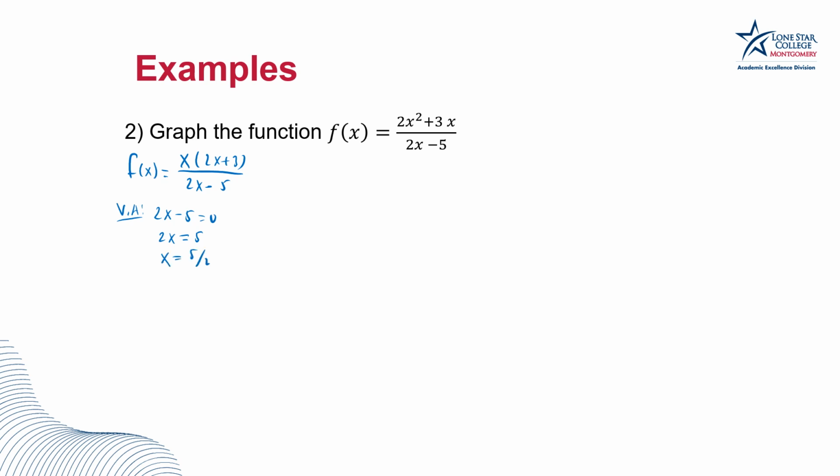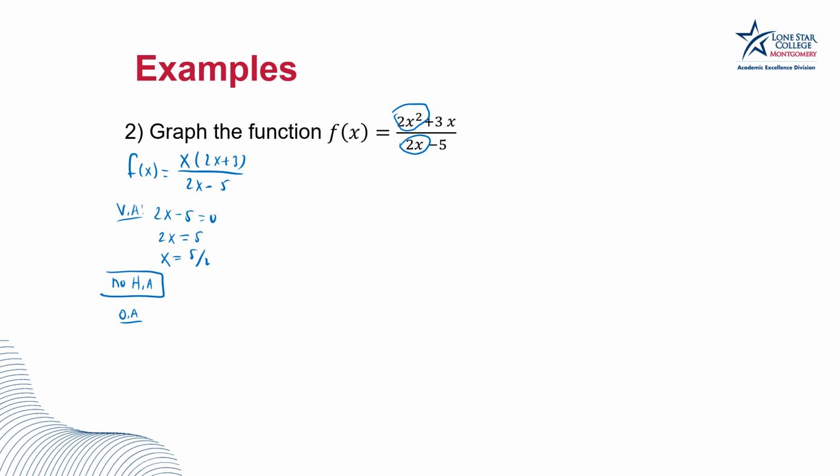Now, in this particular function here, there is no horizontal asymptote because our leading term on top, 2x squared, is greater than the leading term on bottom, which is 2x. So there's no horizontal asymptote. Kind of keep that in mind. But there is an oblique asymptote because the leading term on top is greater than the leading term on bottom only by a power of 1. So we can find the oblique asymptote by doing long division.